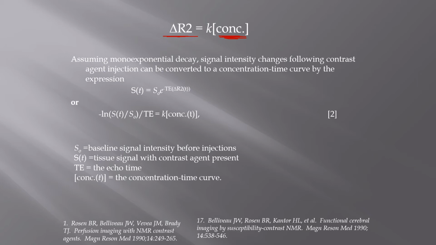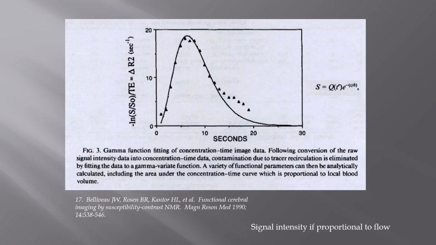Of course, the full equation gets rather complex. Use a mono exponential decay. You can figure in the TE. Here's your negative natural log of the signal intensities. But bottom line, it does appear that holds more or less, that your changing signal intensity correlates to the actual changing concentration of the tracer, the contrast agent that you have injected.